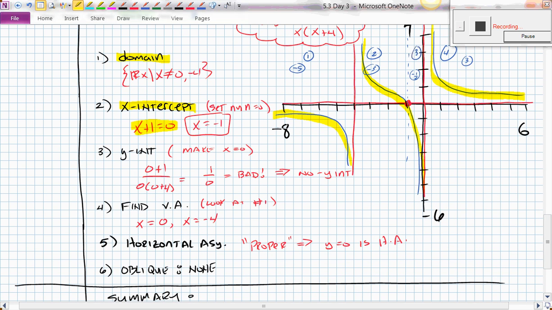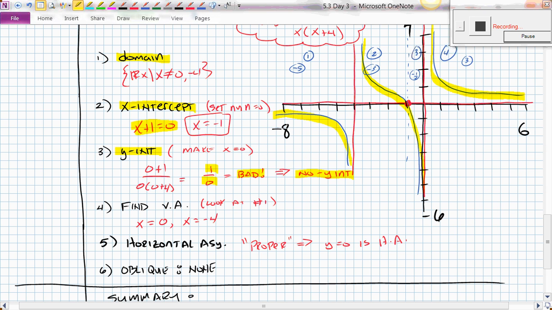Okay? Then my y-intercept, I substitute x equal to 0 into my entire rational function. So I have (0 + 1) over 0 times (0 + 4), which gives me, of course, 1 over 0, which I can never do. That's bad. I can't divide by 0, so that implies that there is no y-intercept at all.